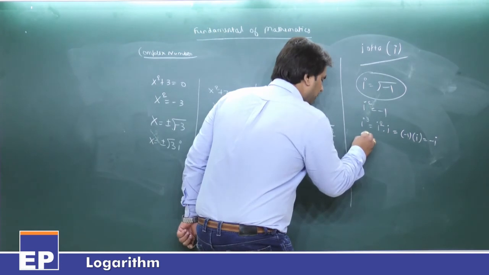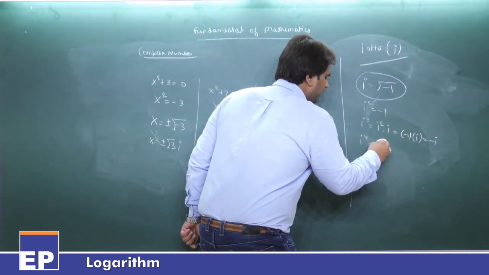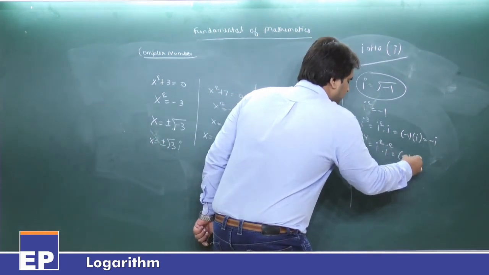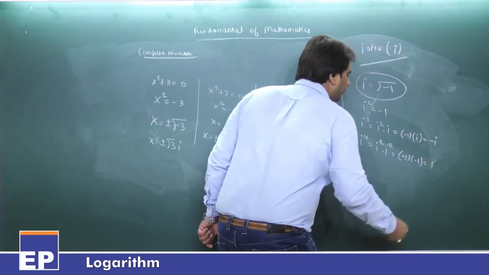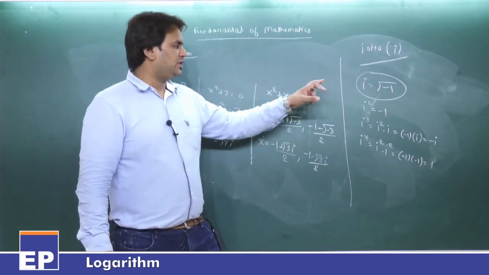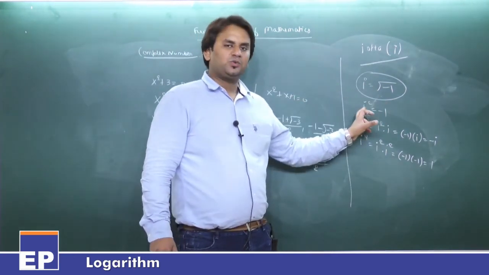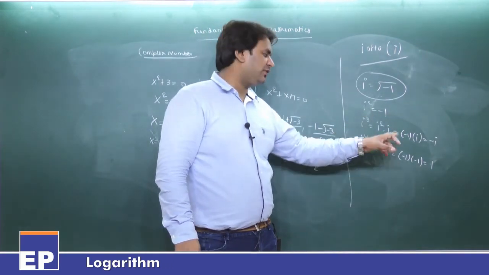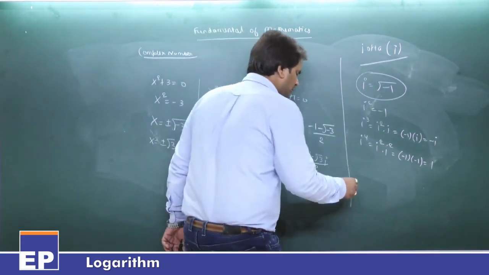What is iota to the power 4? Iota to the power 4 is iota square into iota square, that is equal to -1 into -1, that is equal to +1. Means I have found 4 values of iota. Iota is equal to under root -1, iota square is equal to -1, iota cube is equal to minus iota, and iota to the power 4 is 1.